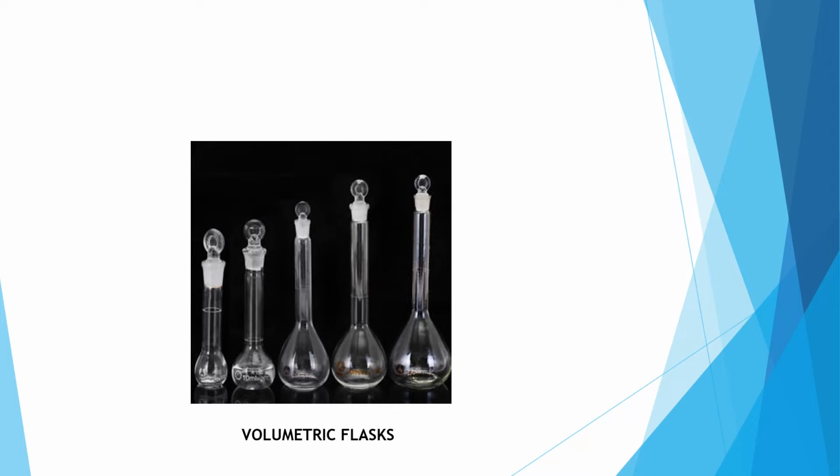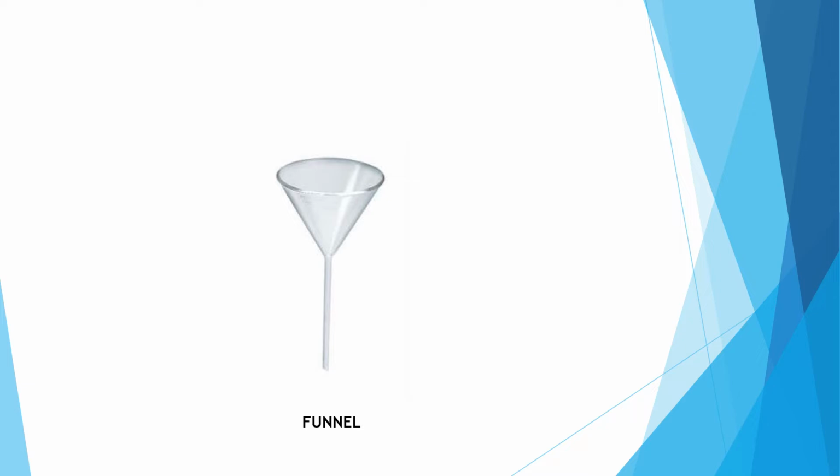Then next is the volumetric flask. It is also used for dilution purposes, as there is a mark on it in the volumetric flask. The next is the funnel. Funnel is used to separate mixtures. We put the filter paper onto the funnel and we separate the mixture.